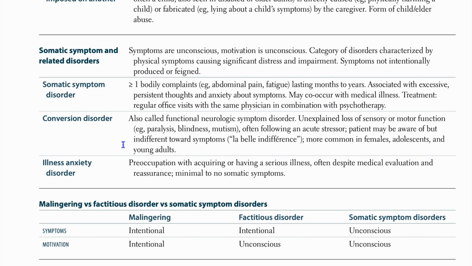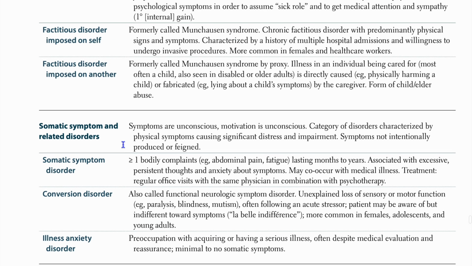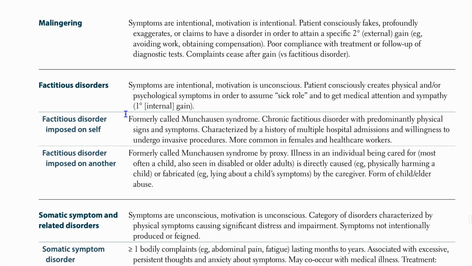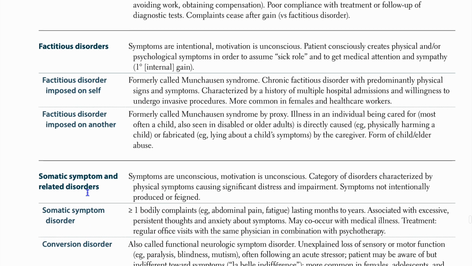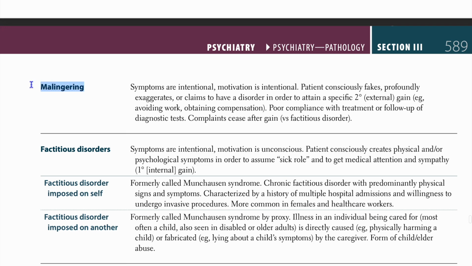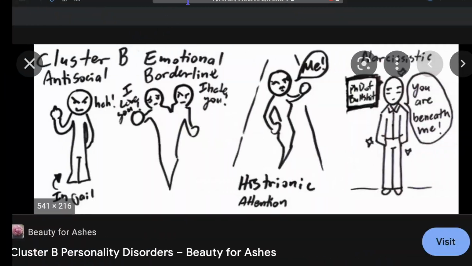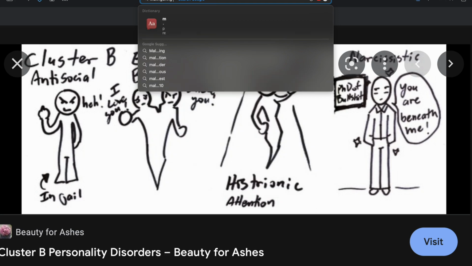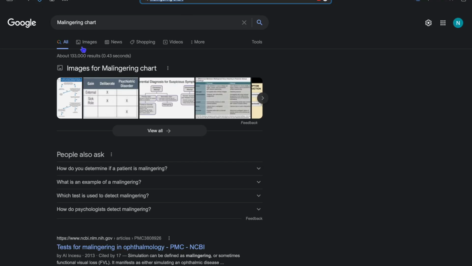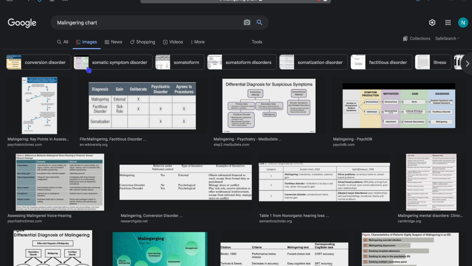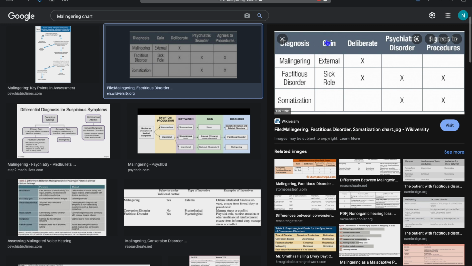Somatic symptoms and related disorders: symptoms are unconscious, and motivation is unconscious as well. You will need to be able to differentiate between all of these because they're similar. I think there's a chart for this. I'm not sure. Let me check. Yeah, so this chart should help.